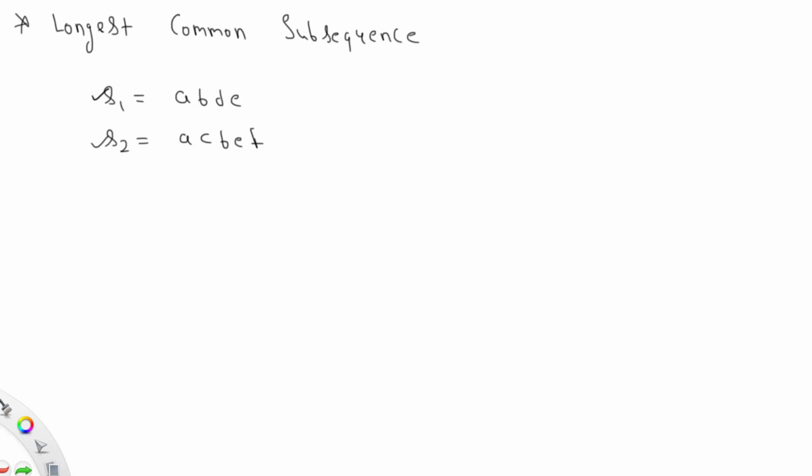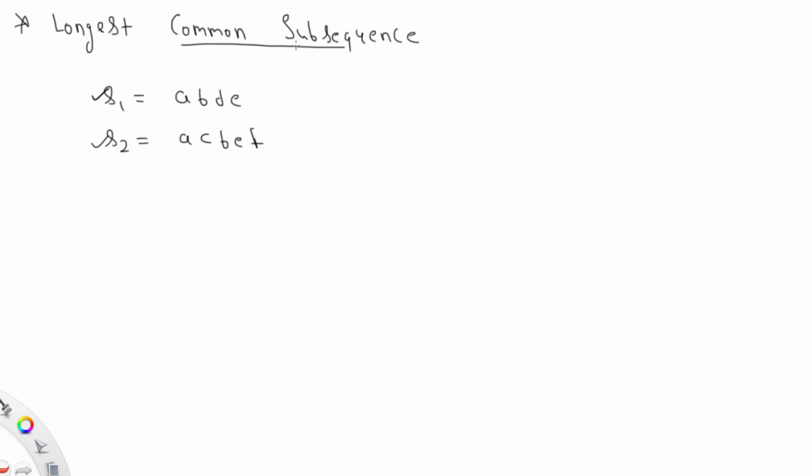So basically we are given two strings. We need to find the longest common subsequence length, right? In one string we have ABDE and in the other we have ACBEF. First of all, we need to identify the common subsequence.